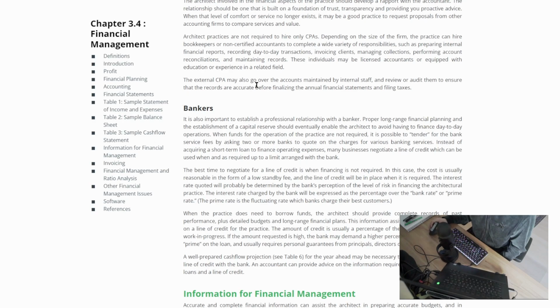The external CPA may also go over the accounts maintained by internal staff and review or audit them to ensure that the records are accurate before finalizing the annual financial statement and filing taxes.